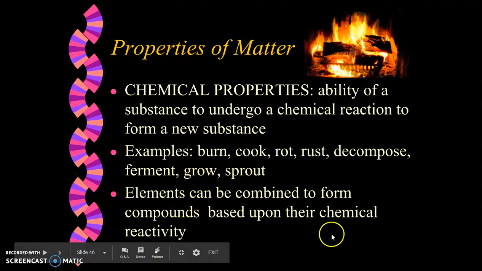So elements can be combined to form compounds based on their chemical reactivity. Most of the elements on the periodic table will react. The noble gases will not, which is why they're called the noble gases, the very last column on the periodic table. That is their chemical property. They don't react.